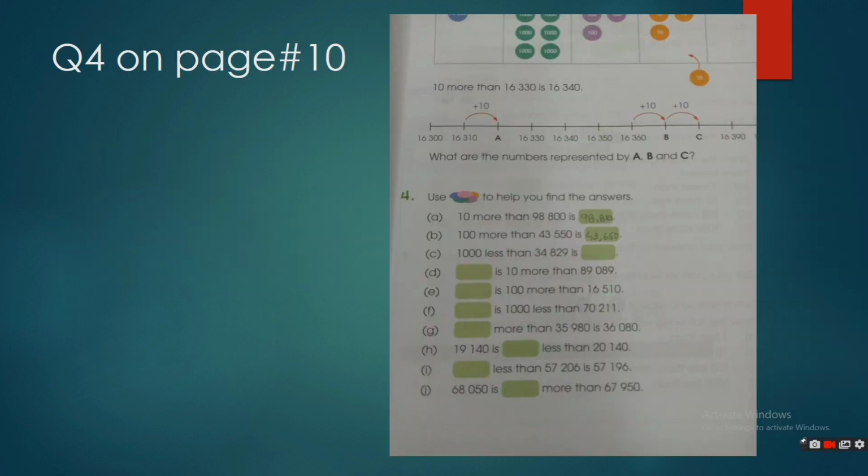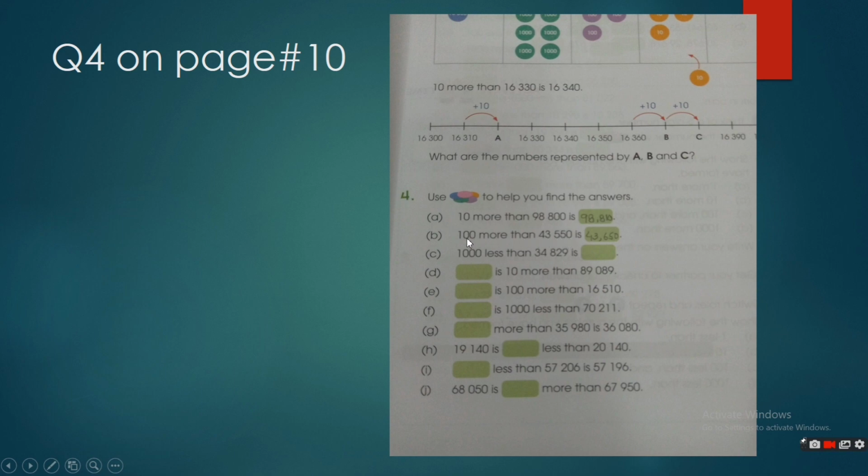Now look at question number 4 on page number 10. Part A is 10 more than 98,800 is dash. Over here we have to add this 10 with this 98,800. So what will we get after adding this 10 with this number? We will get 98,810. The place value of tens will get changed over here after adding this 10 with this number. So our answer will be 98,810.